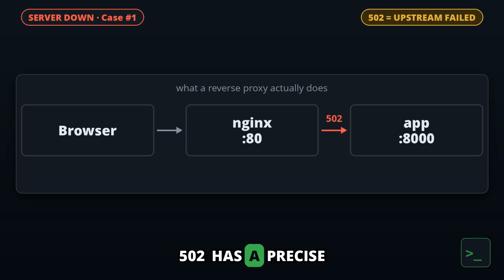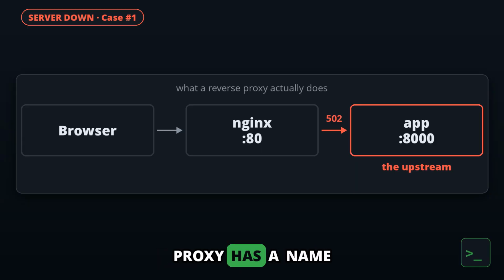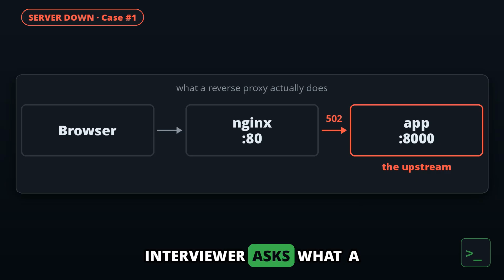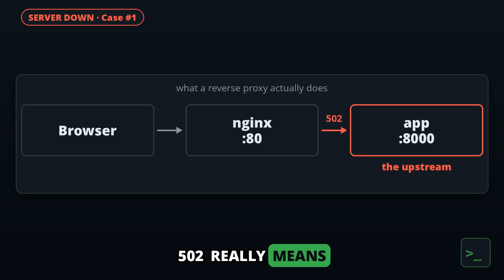So 502 has a precise meaning. The receptionist is saying, I am fine, but the office behind me did not give me a usable answer. That is why the error page was signed by Nginx. Nginx wrote it about somebody else. The service behind the proxy has a name. The upstream, that is the word to remember. And the upstream, not Nginx, is exactly where we are going to hunt. So if an interviewer asks what a 502 really means, this is your one line. The proxy is fine. The upstream is not.